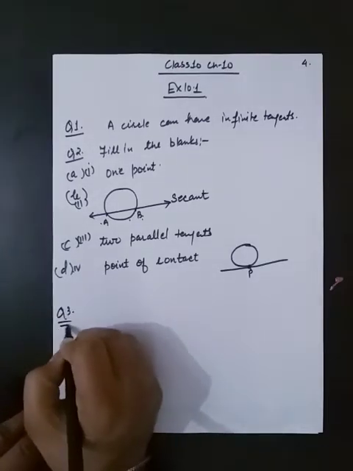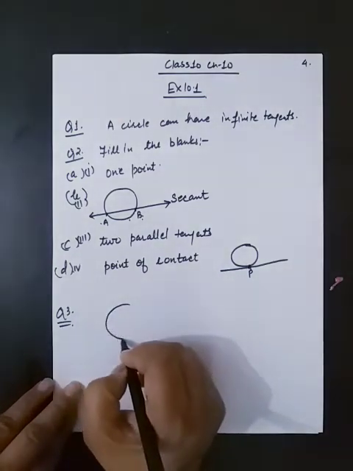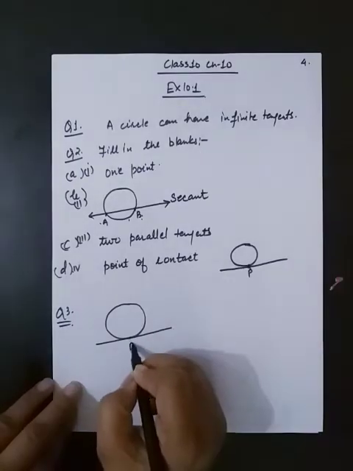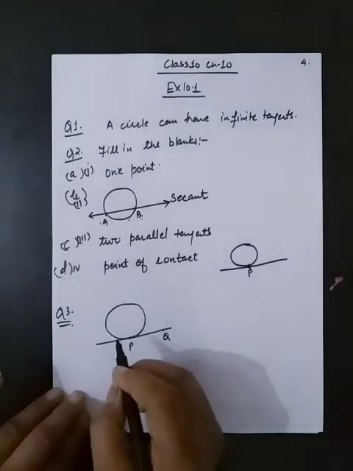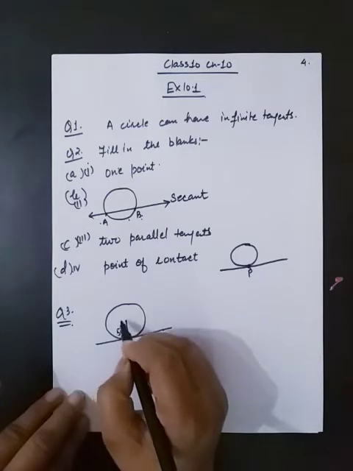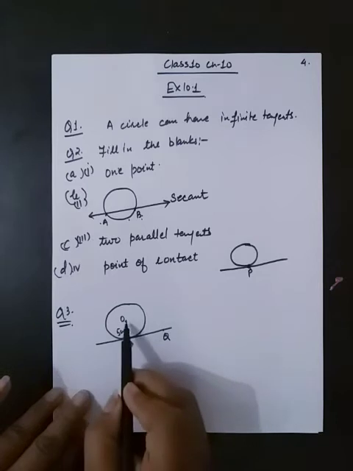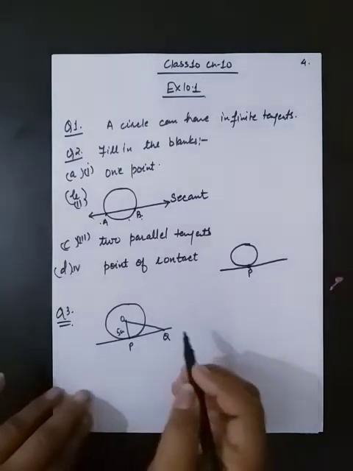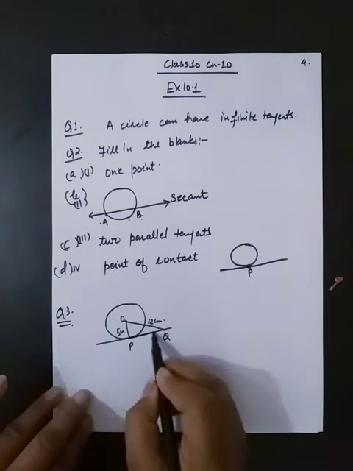Question number 3. A tangent PQ at point P of a circle of radius 5 centimeter. The radius is 5 centimeter. It meets a line through the center at a point Q like this, so that OQ is 12 centimeter. And we have to find the length of PQ.